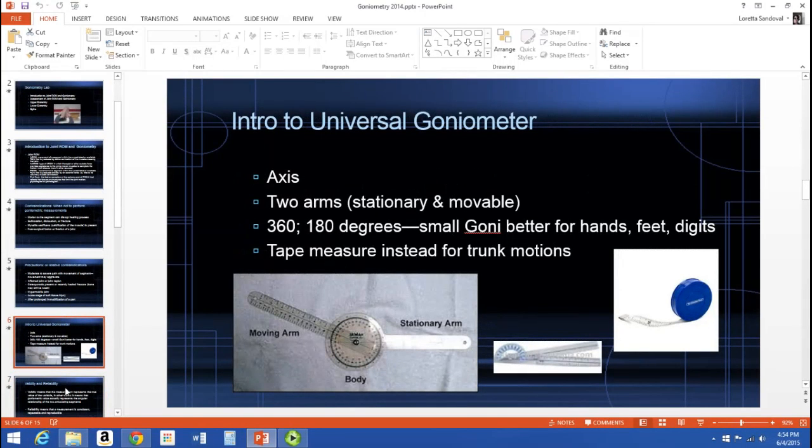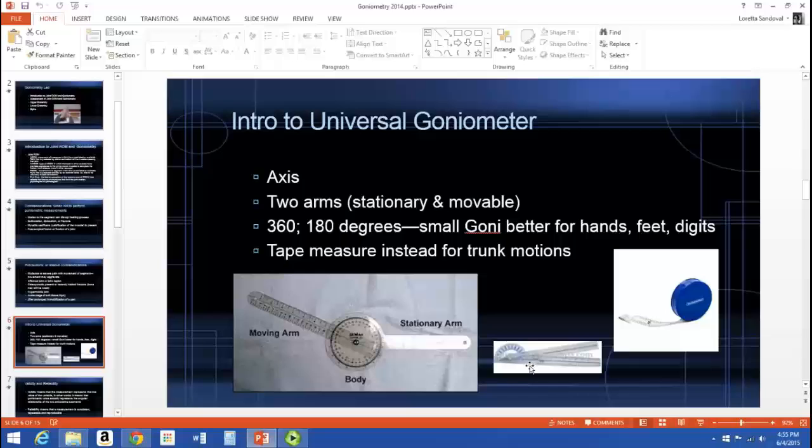Okay, the tool that we are going to be using for most of our goniometry is the universal goniometer. Okay, they come in different sizes and shapes. All of them have an axis, and they have two arms, one stationary, one movable. They have a plastic gauge on it that goes from 360 degrees to 180 degrees. In the photos here, the larger one with the circle in the middle, that's the 360 degree. The smaller one is the 180 degrees.